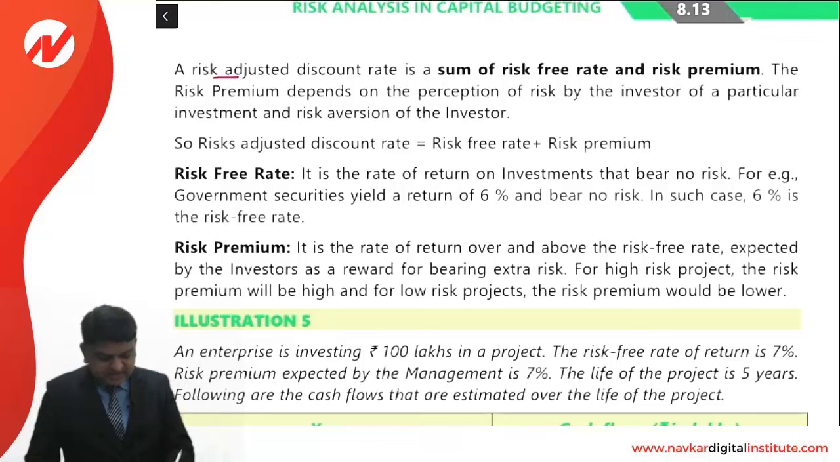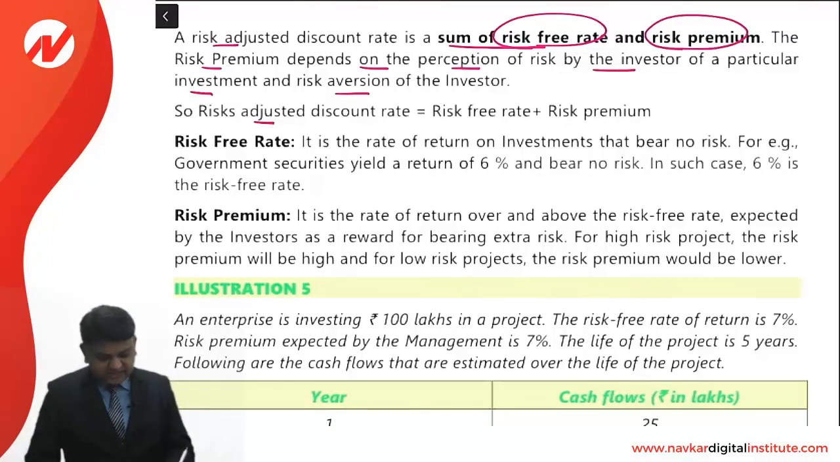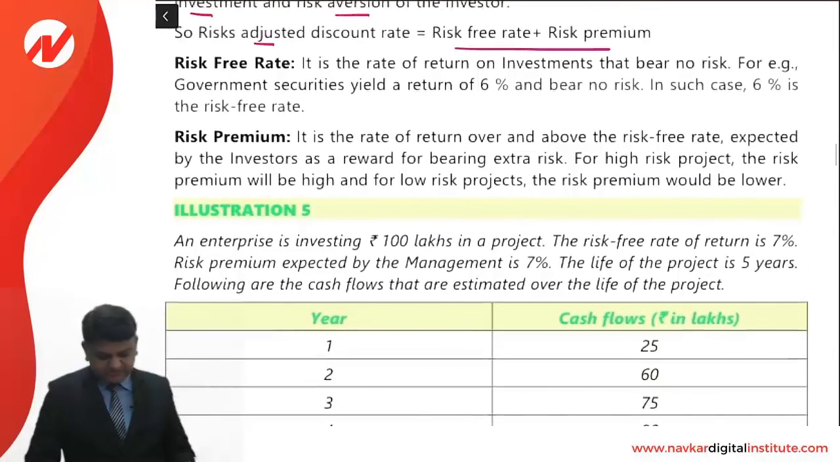A risk adjusted discounting rate is a sum, that is the total, of RF and the risk premium. Risk premium means the additional return that you require. The risk premium depends upon the perception of the risk by the investor of a particular investment and the risk aversion of the investor. Risk aversion means the attitude of the investor for the investment, whether he is an aggressive investor or a passive investor. So the risk adjusted discounting rate is RF plus risk premium.